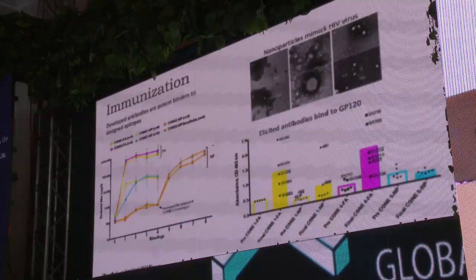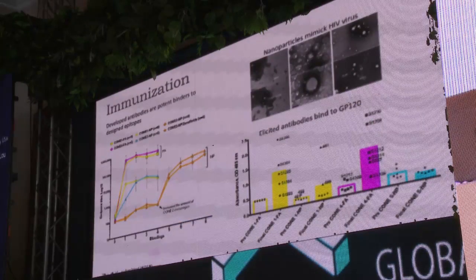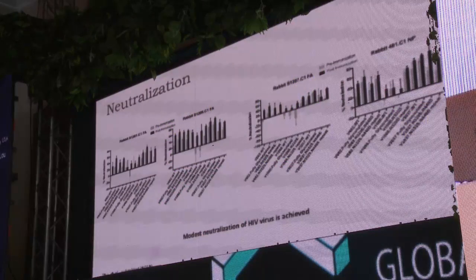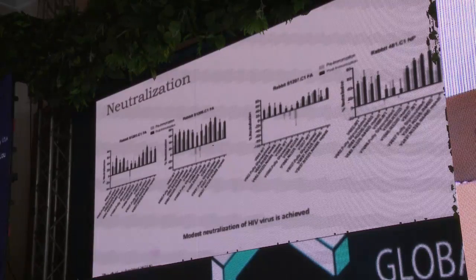And then we immunized the rabbits, collected antibodies, and used various adjuvants to make sure that the immune system responds. Then we tested it and showed that there is in fact neutralization. Unfortunately, I don't have a pointer to show where it is, but a couple of rabbits show neutralization, and the antibody itself recognizes the epitope at million-fold dilution. So it's a very, very good set of antibodies.